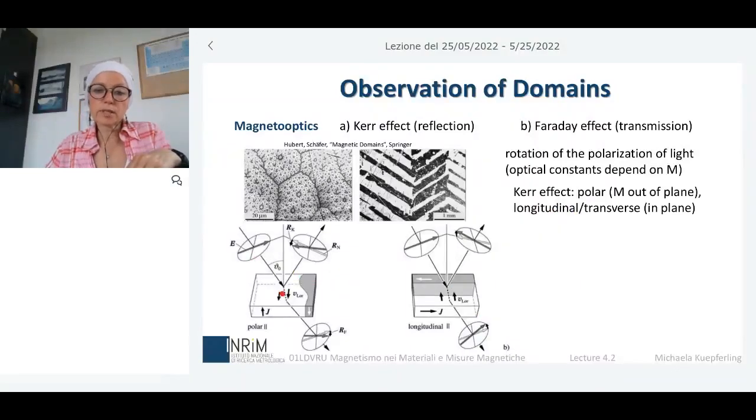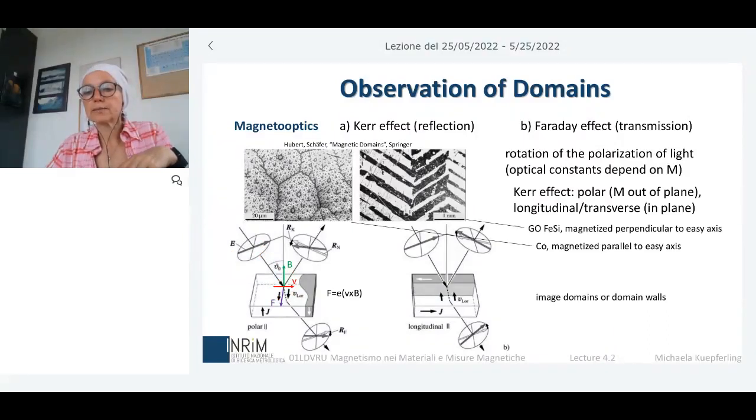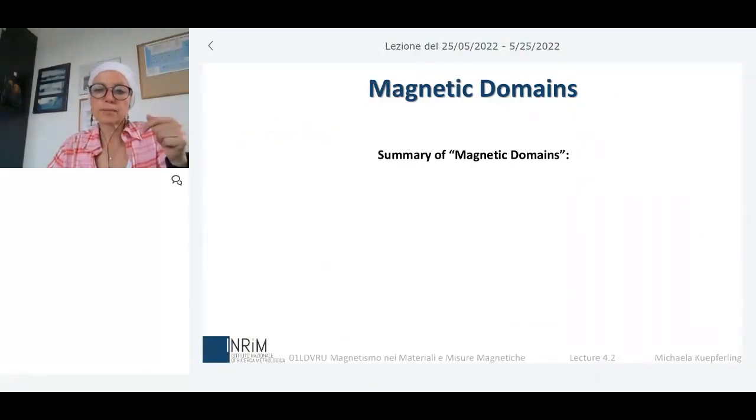And again, of course, you have this rotation of polarization of light. So you need some filters, and you can imagine this effect as an effect of the Lorentz force again. So if you have electrons here that will be moved by this electric field, then they will be deviated by a magnetization or a magnetic field that you have. So in this way, you can image domains, but also domain walls. Both of them, this depends on the mode that you're using.